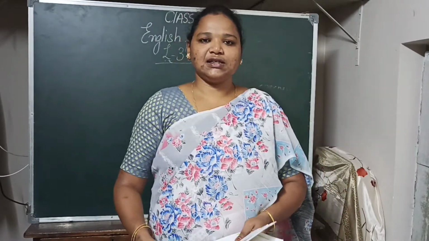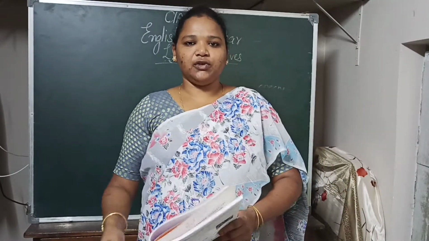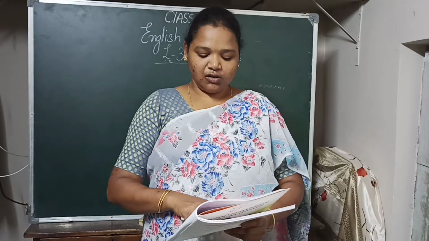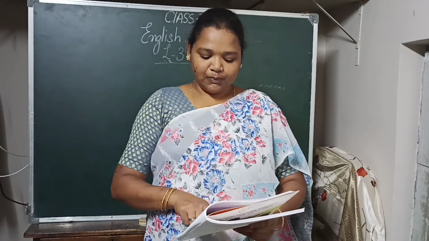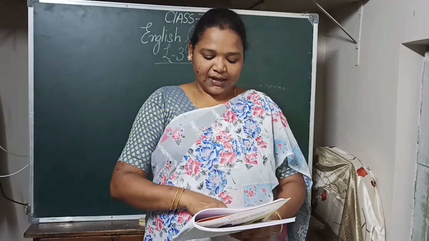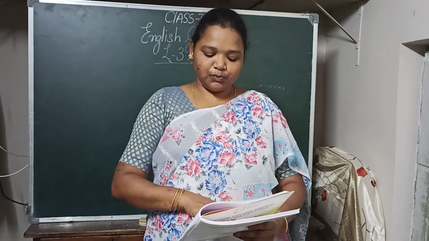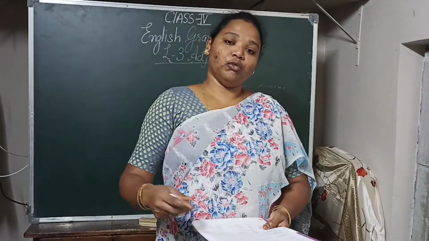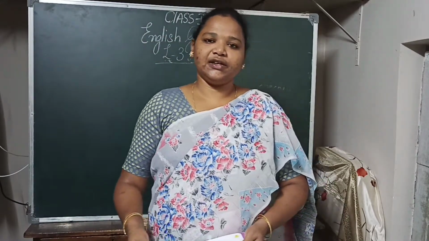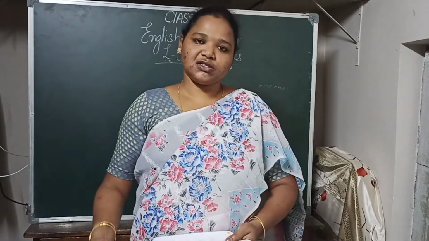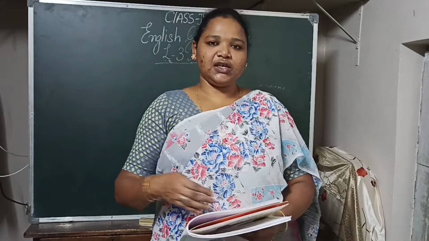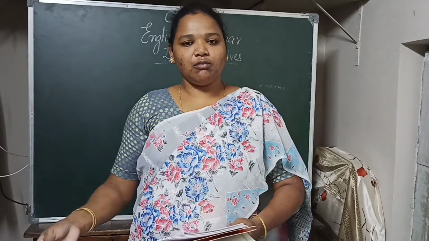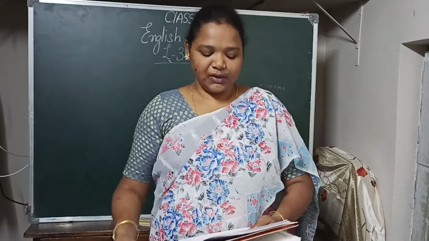Beautiful. So in this word, beauty plus full, there are two syllables. So what will become if the adjective has more than two syllables? Beautiful. In comparative degree, how will we write? More beautiful. And in superlative degree, how will we write? Most beautiful. So we use more and most in comparative and in superlative.